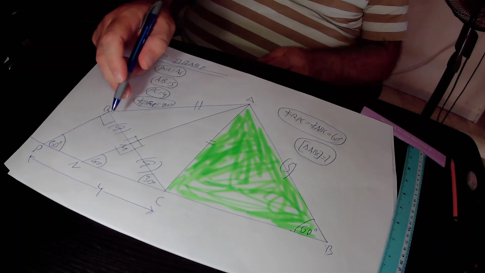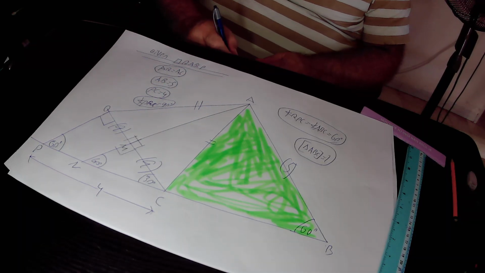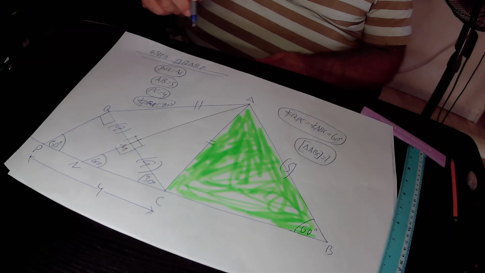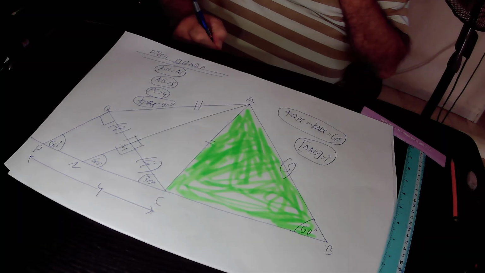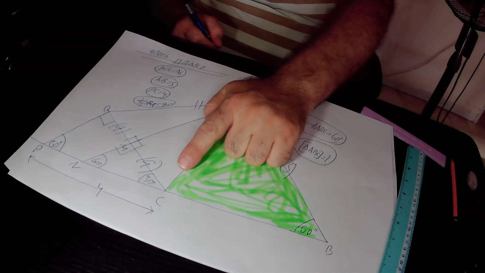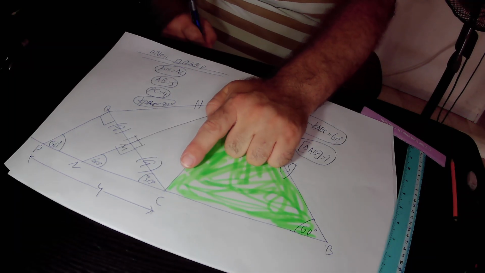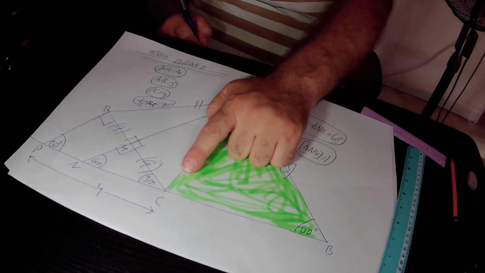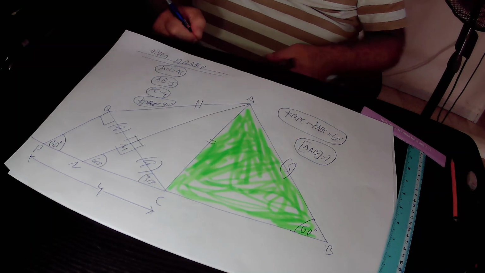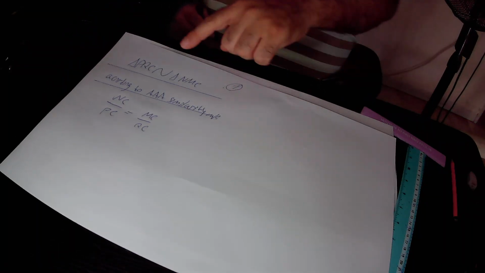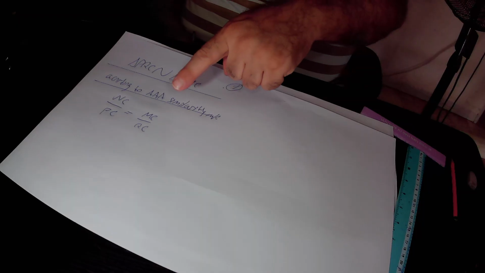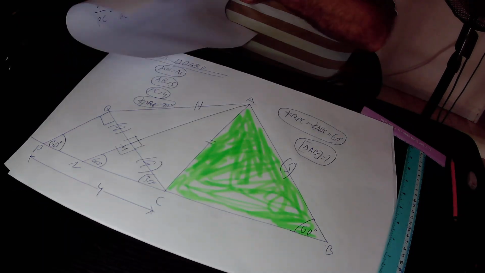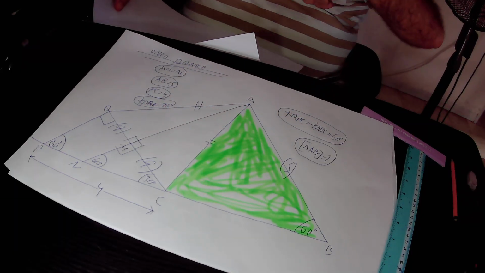We will derive that side NC of the small right triangle NMC over side PC of the big right triangle PQC is equal to side MC of the small right triangle NMC over side QC of the big right triangle PQC. NC is the missing side, so we leave it as it is.